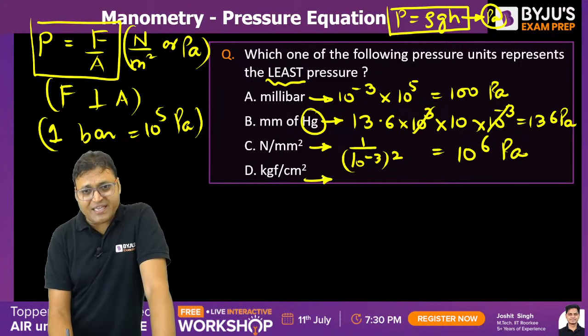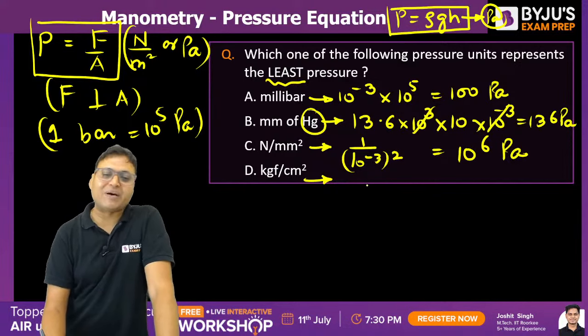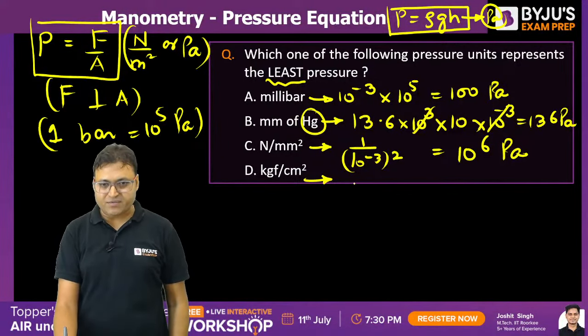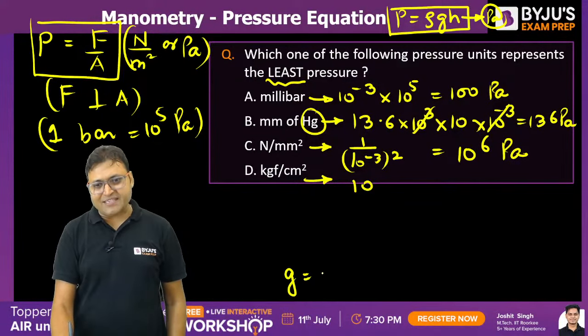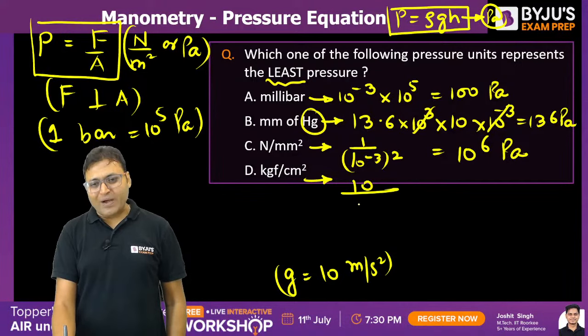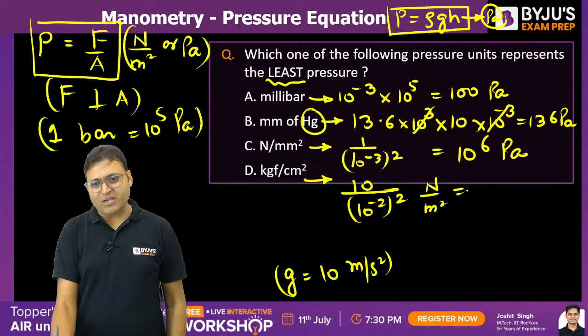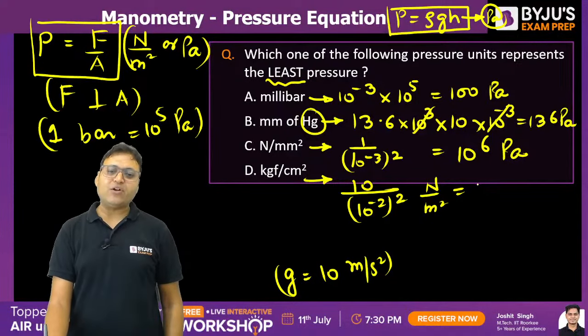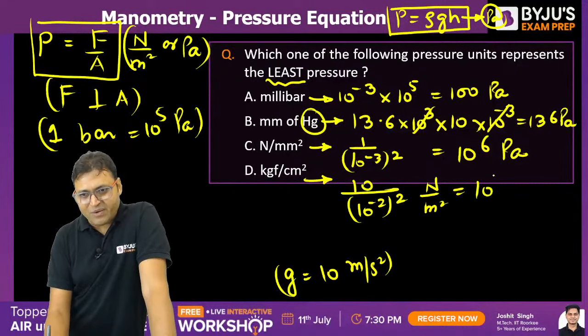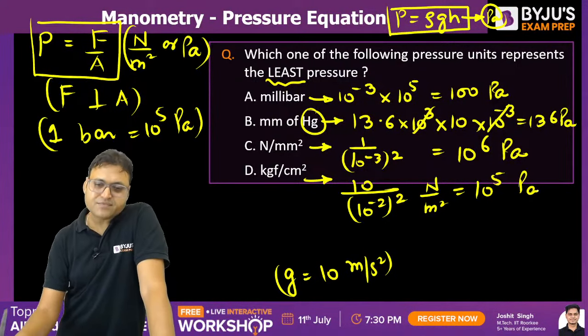Another unit of measuring the pressure is kilogram force per centimeter square. 1 kgf is 10 Newton or 9.81 Newton. Let me take g as 10. To keep the analysis simple, g is taken as 10 meter per second square, to keep the calculation simple. And 1 centimeter is 10 to the power minus 2 meter. So that will be Newton per meter square. So how much is that? 10 into 10 to the power 4. So it will be 10 to the power 5 Pascal, isn't it?